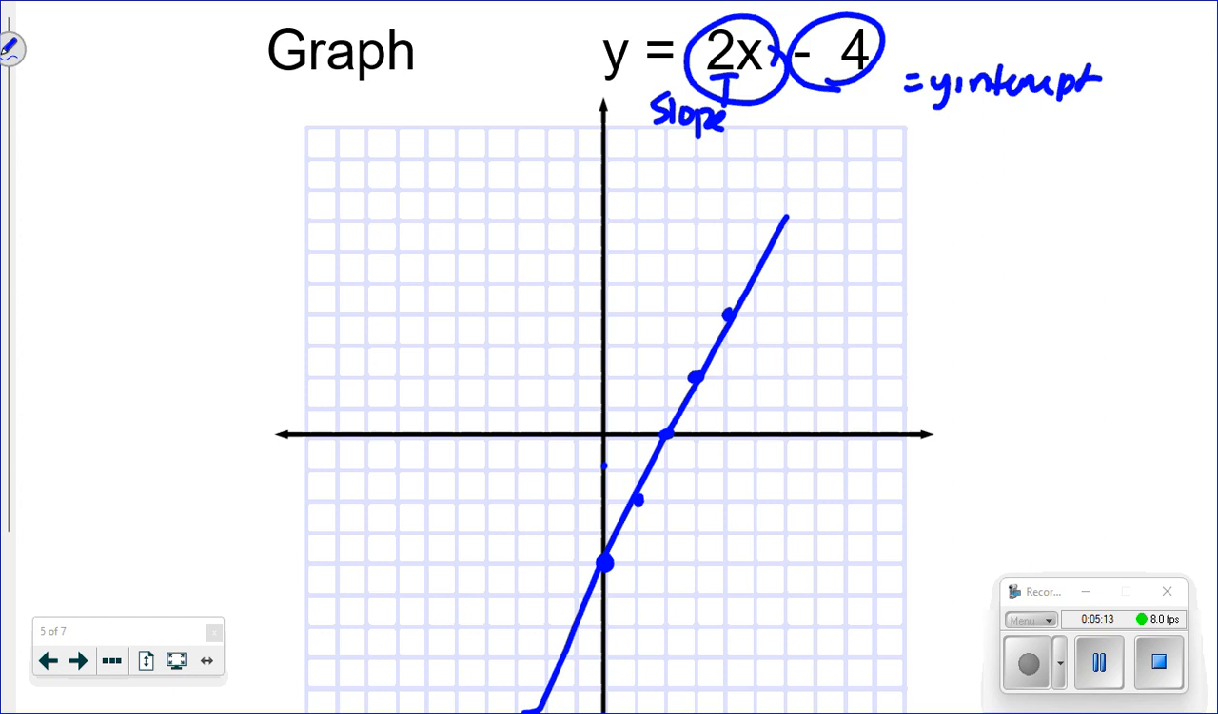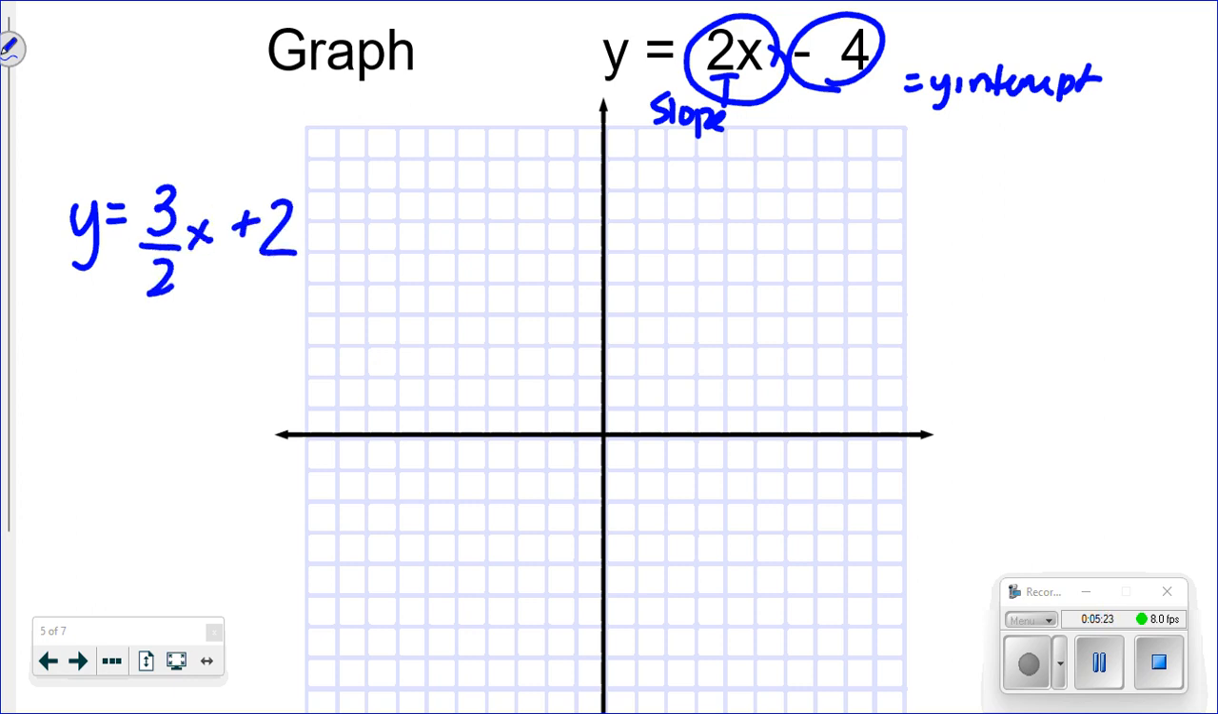Okay, let's do another one. So let's do y equals 3 over 2x plus 2. Okay, so the first thing I'm going to do, here's my slope, here's my y-intercept. So I'm going to find 2 on my graph, on my y. And then I'm going to go up 3, over 2. Up 3, over 2. And there's my line.